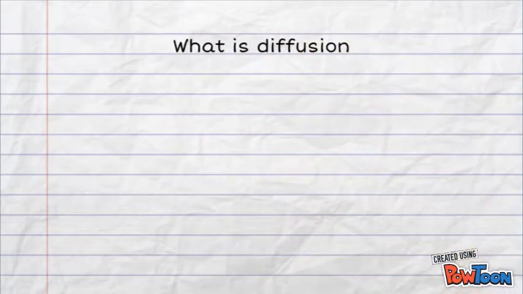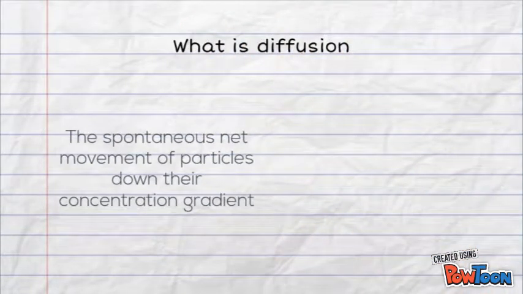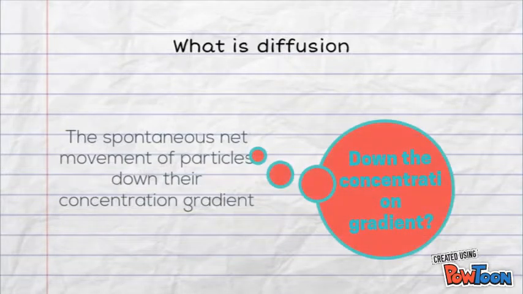diffusion. By definition, diffusion means the spontaneous net movement of particles down their concentration gradient. The word spontaneous in this context means that this process does not require any additional energy. But what does down the concentration gradient mean?